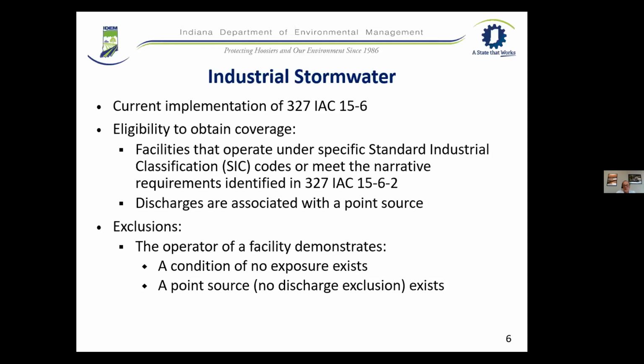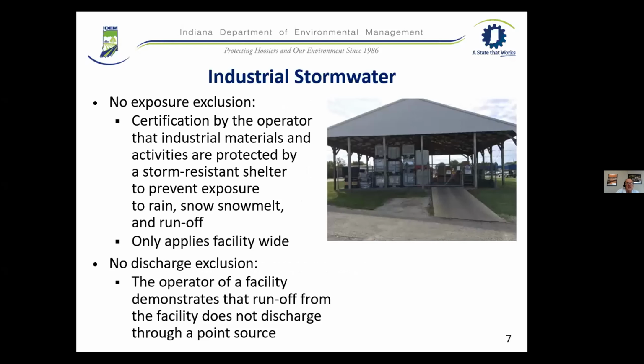There are a couple of exclusions that we have implemented. One of them is in Rule 6, and that's the no exposure exclusion. This is contained in Rule 6 in detail, and you have to meet certain criteria showing that you do not have any kind of industrial activities exposed to stormwater. The other thing that we have considered in the past, and we take on a case-by-case basis, is a no discharge exclusion. In other words, there's no point source at the facility.